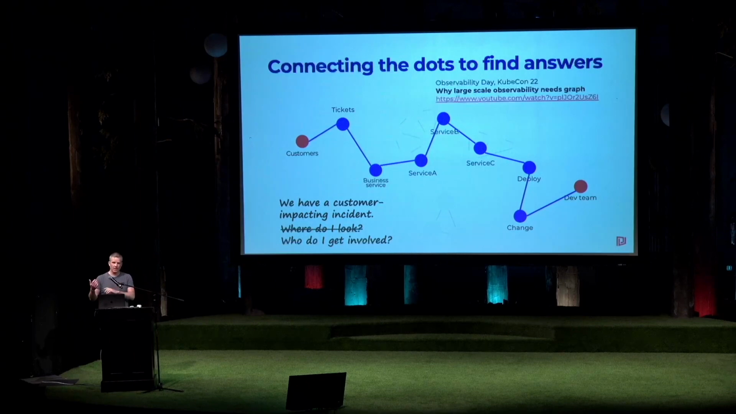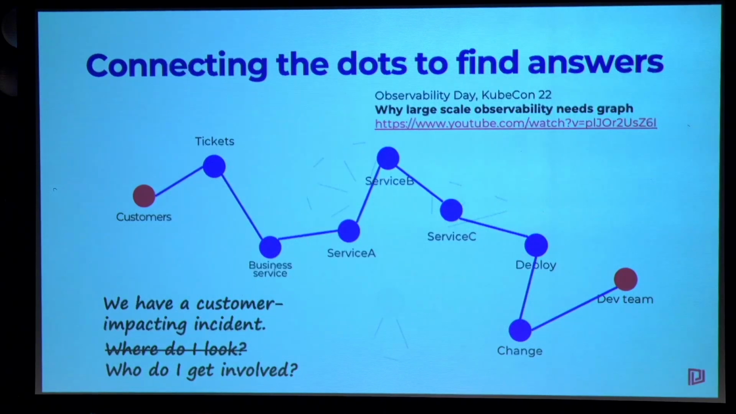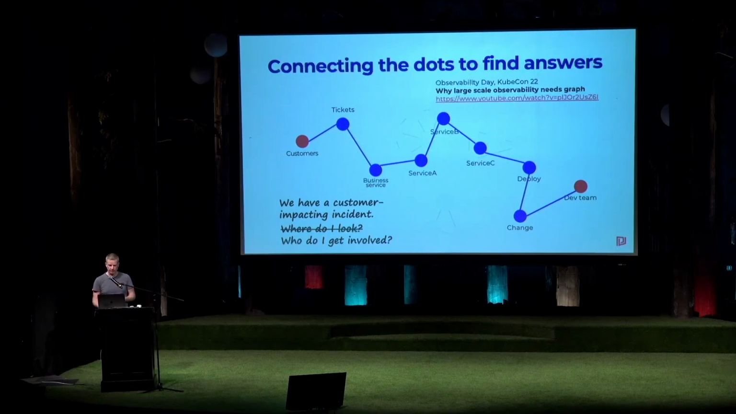So I talked about this at Observability Day at KubeCon North America last year, so if you want to learn more about that, I talked about why large-scale observability needs graph. At the time, I wasn't super aware of semantic conventions because not many people were talking about it. But it is absolutely essential for us to start mapping our data together and having true portability of our data.